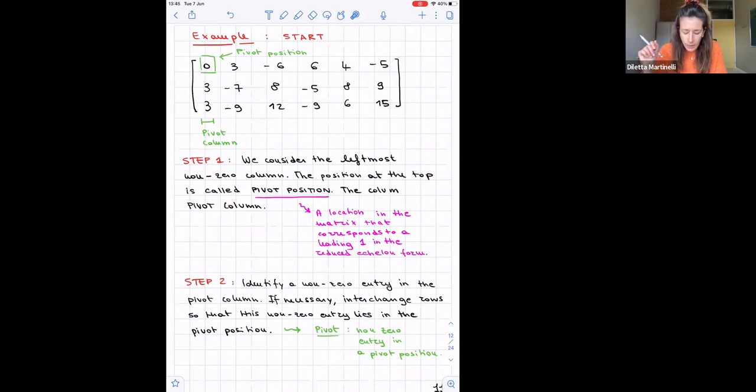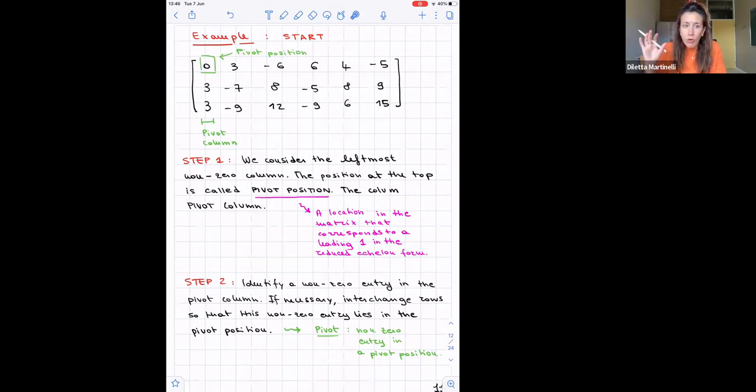So what is step 1? Remember, we want to get this step-like formation. So we consider the leftmost non-zero column. In this case, there are no zero columns, so this is really the first column for us. And the position at the top is called a pivot position.